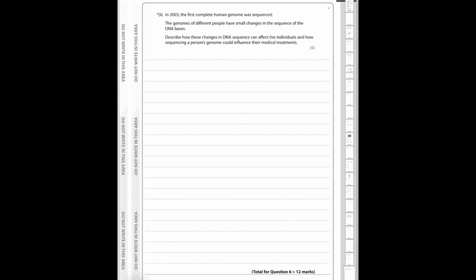For this last question, we're told that in 2003, the first complete human genome was sequenced. The genomes of different people have different small changes in the sequence of the DNA bases. Describe how these changes in DNA sequence can affect the individual and how sequencing a person's genome could influence their medical treatments. So first of all, DNA is made up of 4 different bases, and when we have changes to the base sequence of the DNA, this leads to mutations. And the mutations will affect the person's phenotype, so will lead to variation.